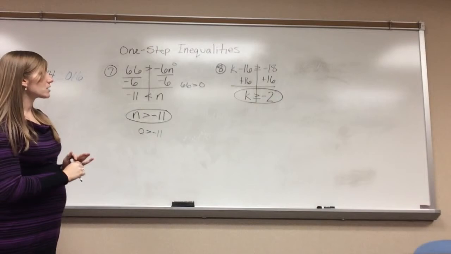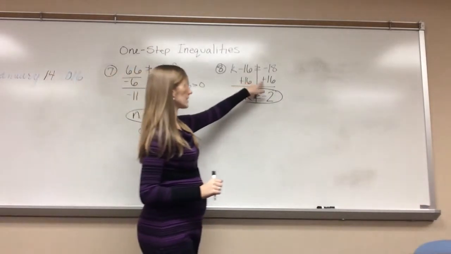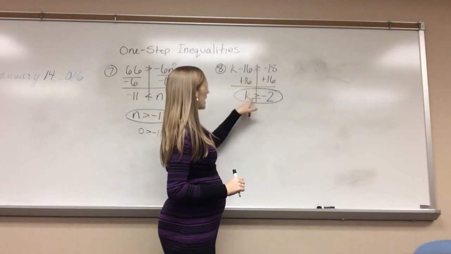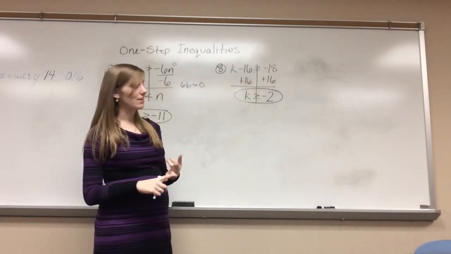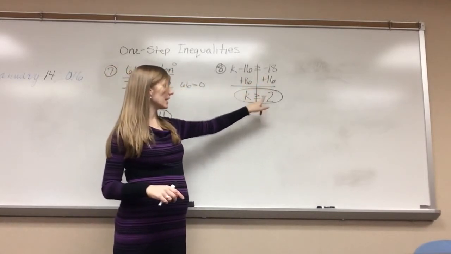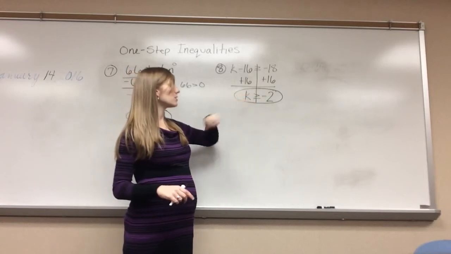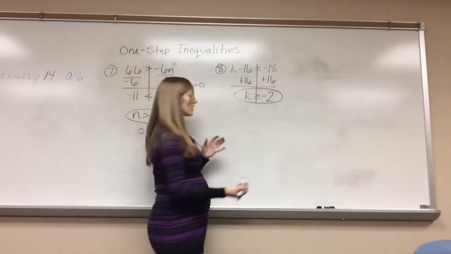All right, and then our last problem, problem number 8. I solved it by adding 16 to both sides. I kept my inequality the same because I didn't multiply or divide by a negative. And then negative 18 plus 16 is negative 2. So k is supposed to be greater than or equal to negative 2, which means I can use 0 to check my answer.